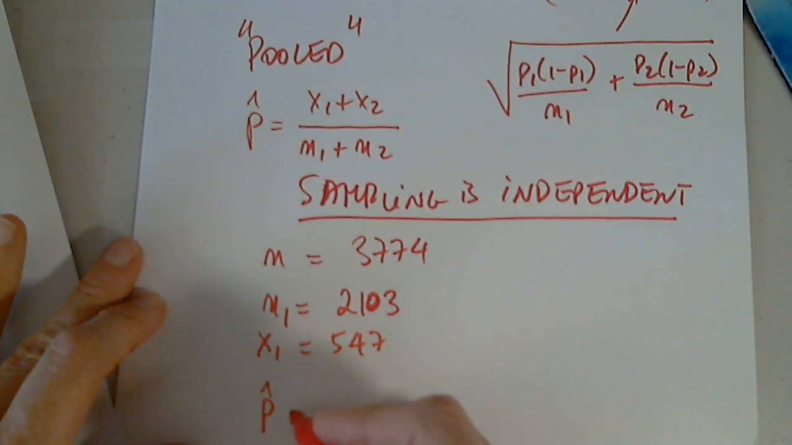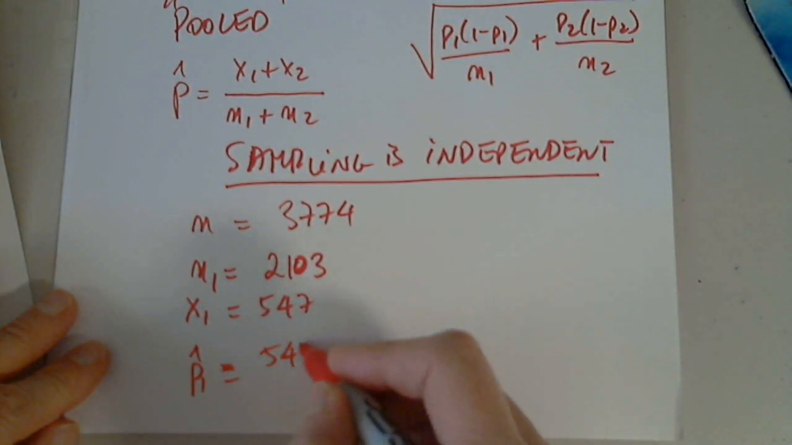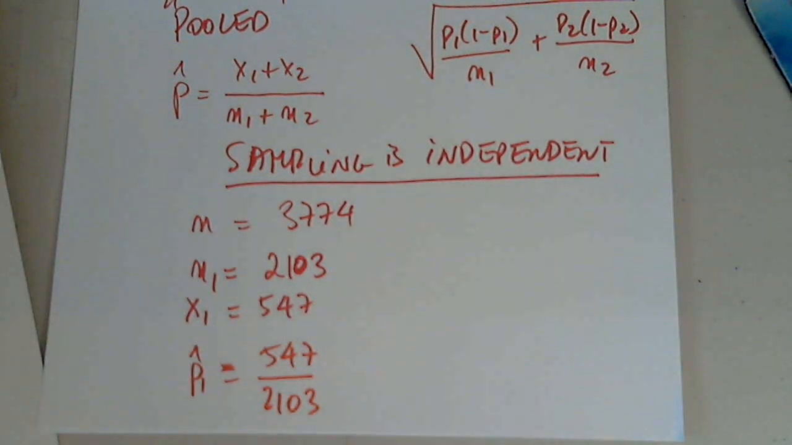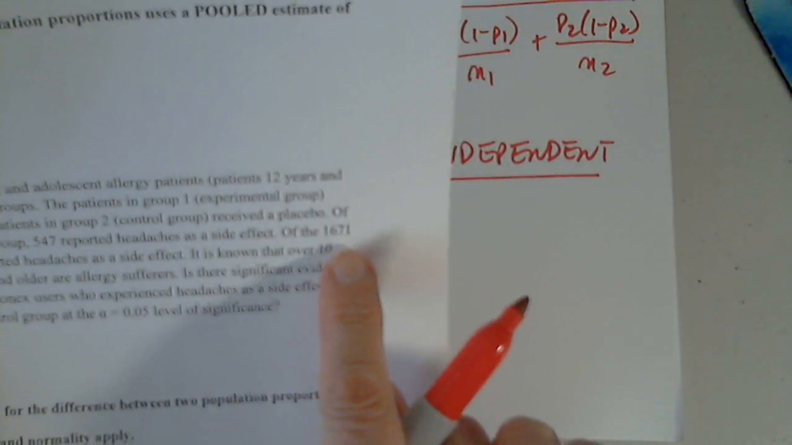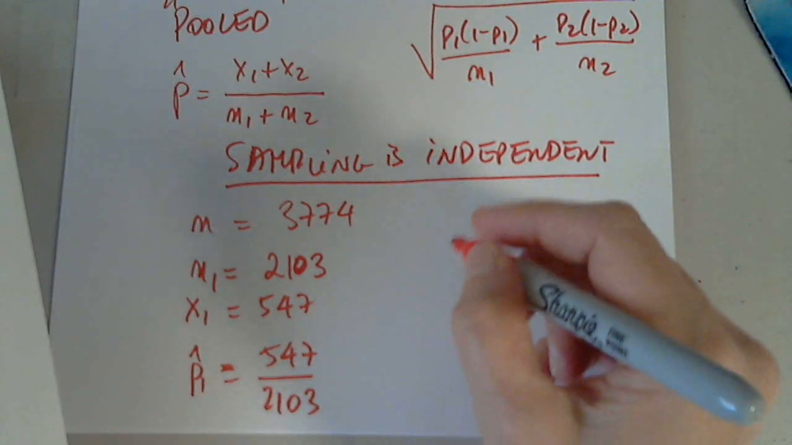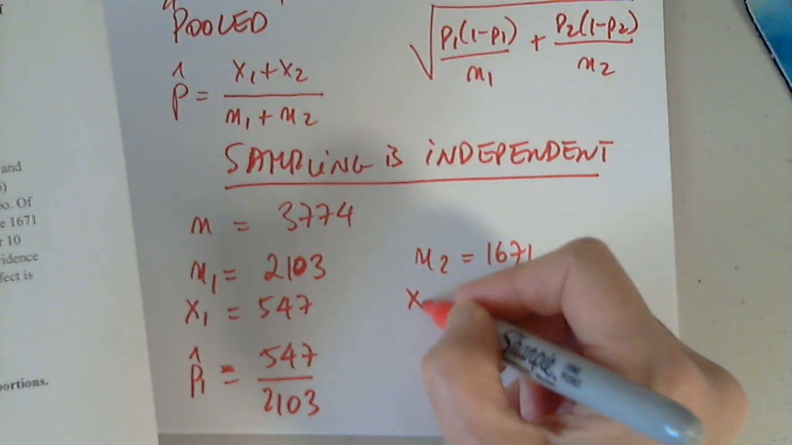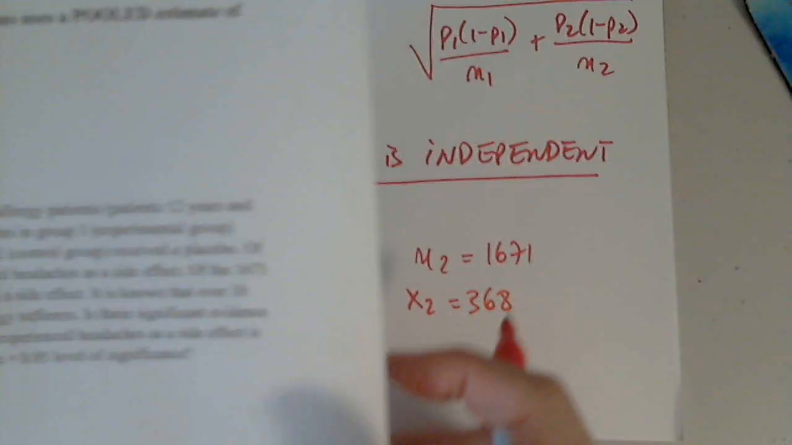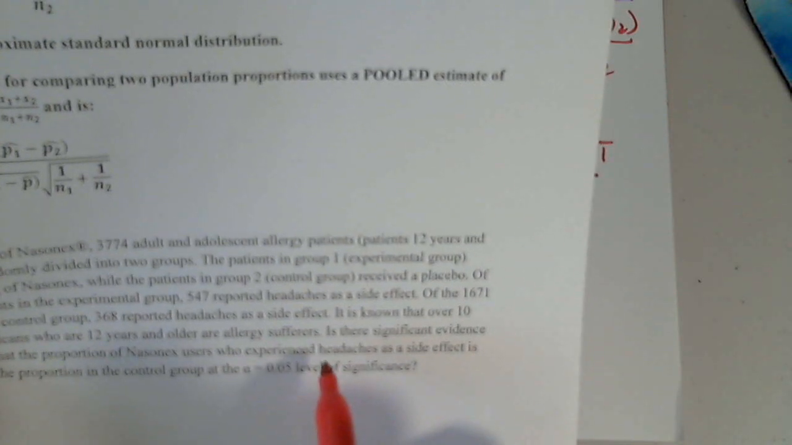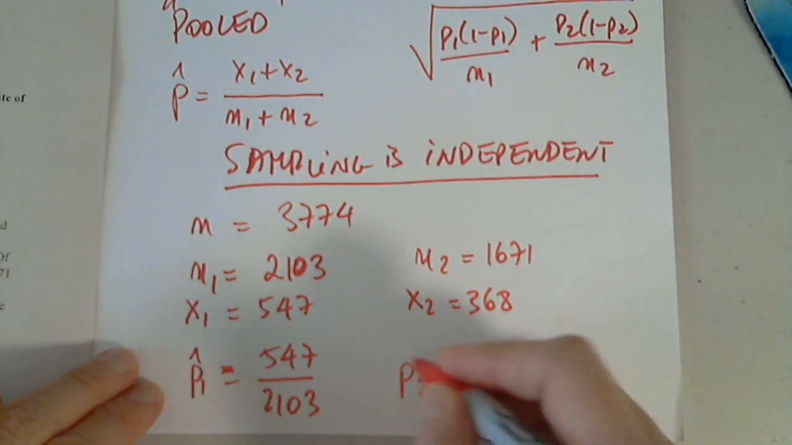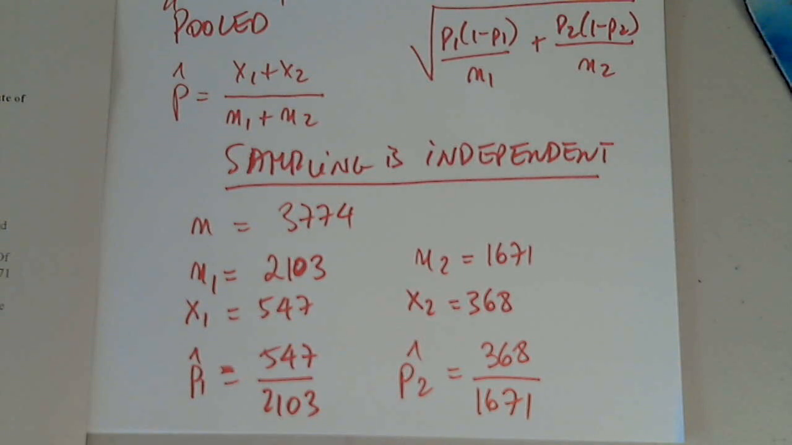Immediately I can compute, if I want to, P1 hat from the sample as 547 over 2,103. Okay. Next. Of 1,671 patients in the control group, so N2 is 1,671, 368 reported headaches as a side effect, so this is X sub 2. It is known that over 10 million Americans who are 12 years and older are allergy sufferers. At this point, I can immediately calculate, if I want to, the proportion in the second sample. Now, let's read on.